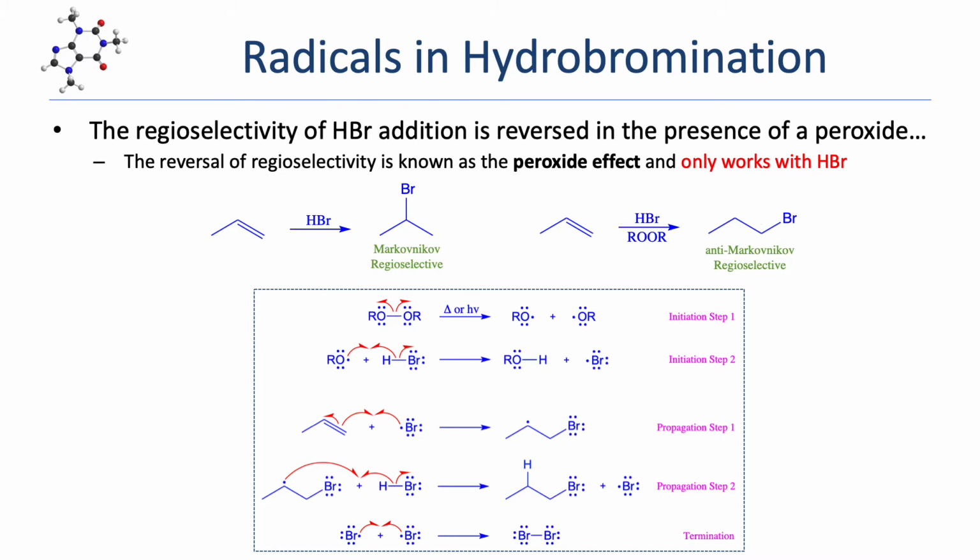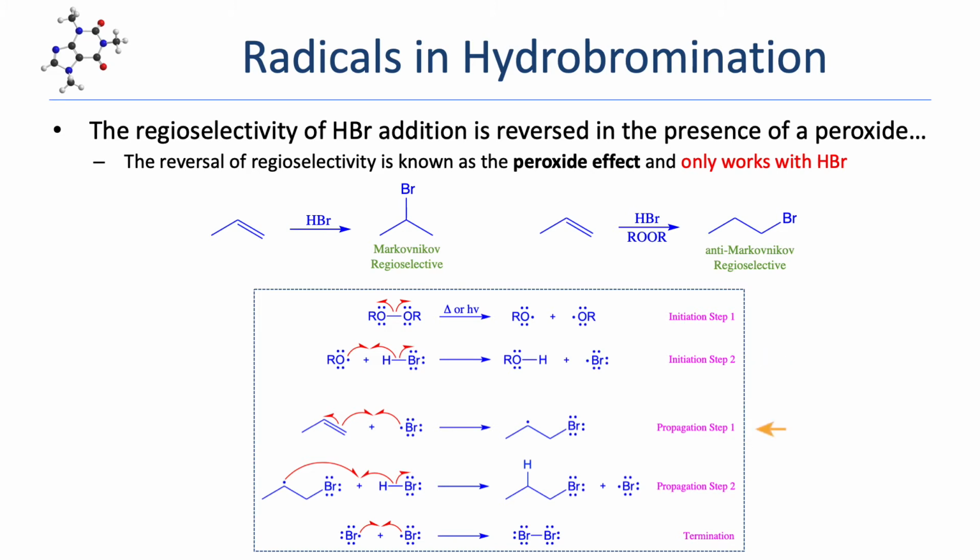This phenomenon is known as the peroxide effect, and it's important to recognize that it only works with hydrobromination, the addition of HBr. The reaction mechanism involves the formation of several radical intermediates and explains the reversal of regioselectivity. The first step is the homolytic cleavage of the oxygen-oxygen bond in the peroxide to give two oxygen radicals. This radical then abstracts a hydrogen atom from HBr to give a bromine radical.